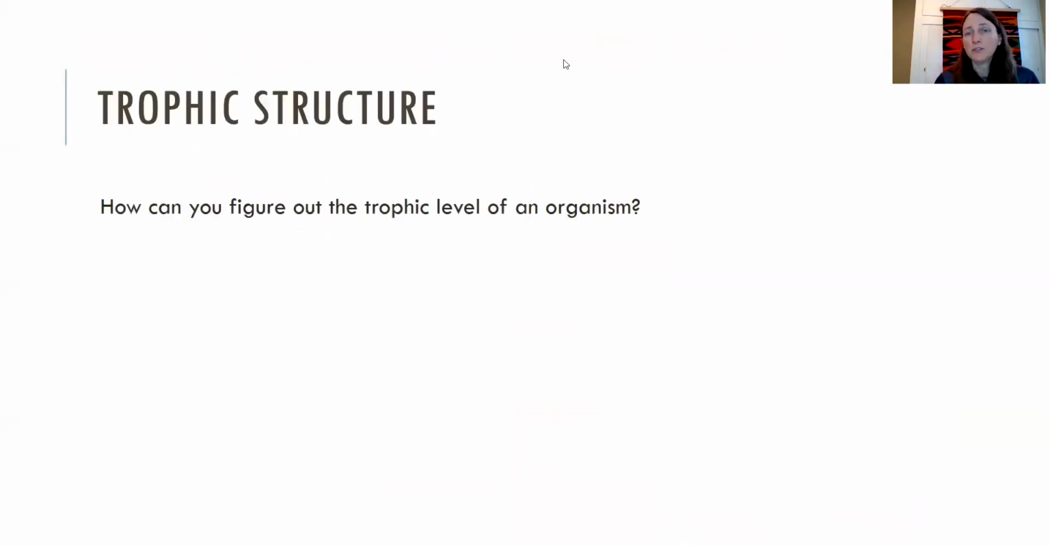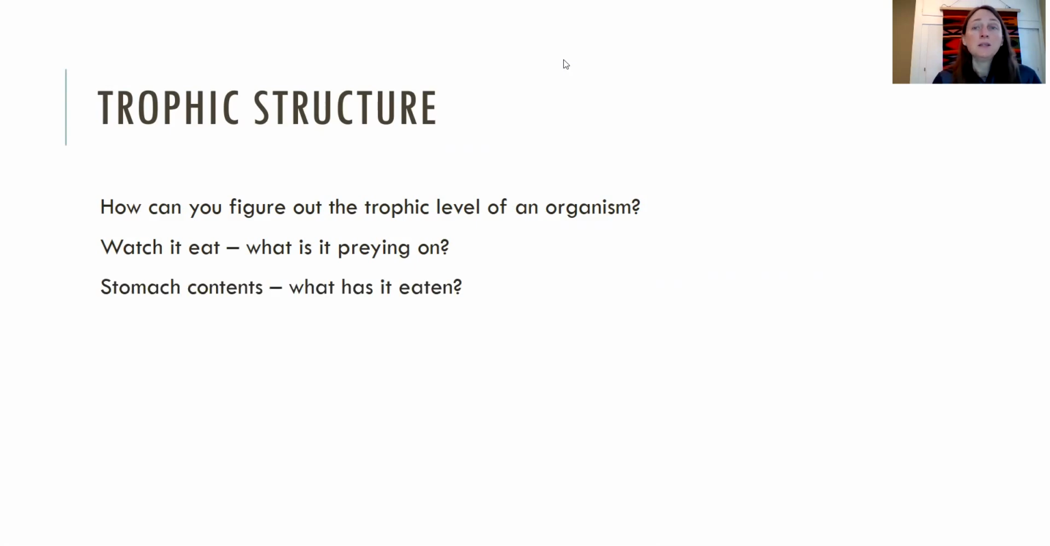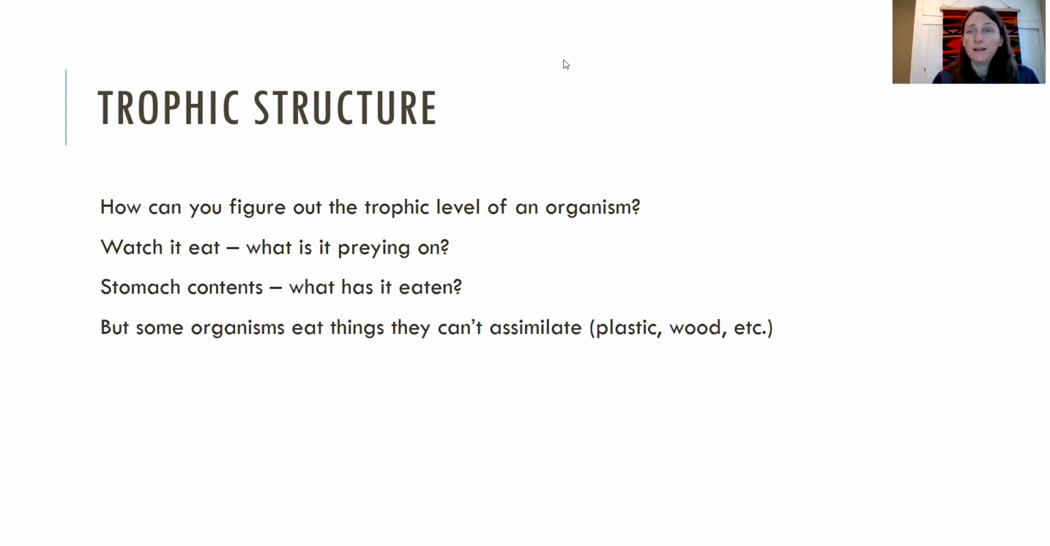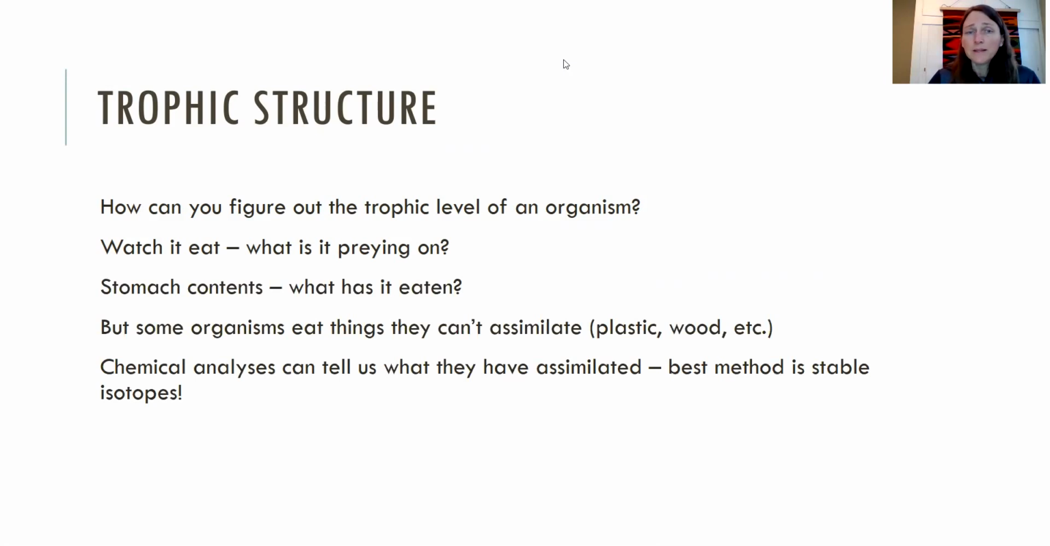So, but how do you figure out the trophic level, the order, kind of where an organism is? First of all, you could watch it eating. What's it preying on? Second, you could flush its stomach and look to see what it's eaten. The problem with that is that some organisms eat things that they can't actually assimilate, like plastic and wood. And lastly, you could use some kind of chemical analysis to tell what they have assimilated into their bodies. And so the best method is what's called stable isotopes.